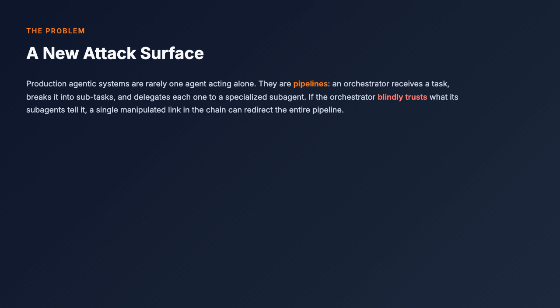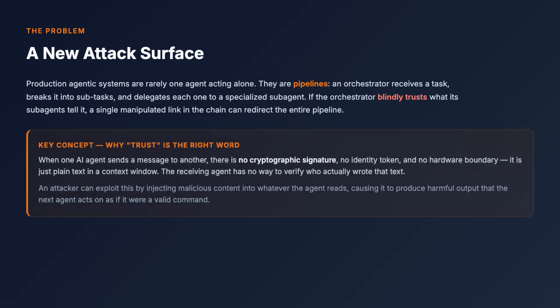If the orchestrator blindly trusts what its subagents tell it, a single manipulated link in the chain can redirect the entire pipeline. Here is the key concept. When one AI agent sends a message to another, there is no cryptographic signature, no identity token, and no hardware boundary. It is just plain text in a context window. The receiving agent has no way to verify who actually wrote that text. An attacker can exploit this by injecting malicious content into whatever the agent reads. The agent then produces harmful output, and the next agent acts on it as if it were a valid command.